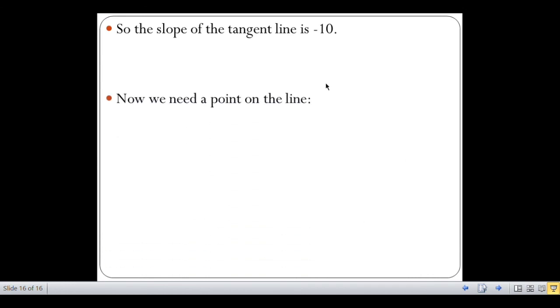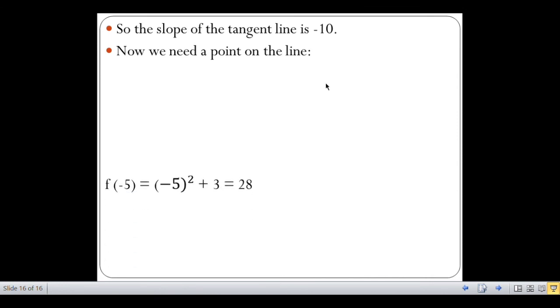Now, after finding the slope, let's find the point on the tangent line. Okay? So the slope of the tangent line is negative 10. Now we need a point on the line. How do we get it? Class, our problem is x squared plus 3, and x equals negative 5. So we replace x with negative 5, then squared, plus 3. Simplify: negative 5 times negative 5, we have 25. Plus 3, so 28. Okay, 28 is our answer there.